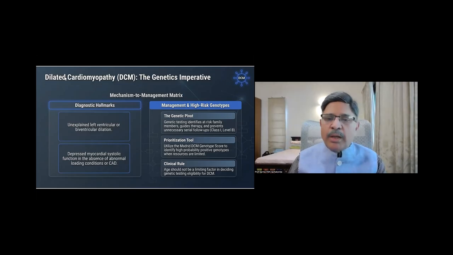Clinical rule: age should not be a limiting factor in deciding genetic testing eligibility for DCM. Suppose somebody is very elderly. Why genetic testing in an elderly person? No, not like that. Younger or older is not a clinical diagnostic yardstick for doing genetic testing.